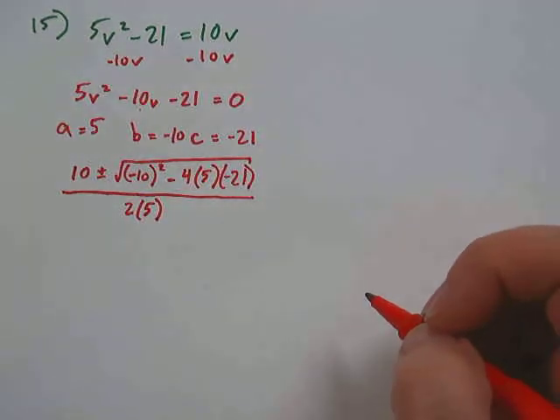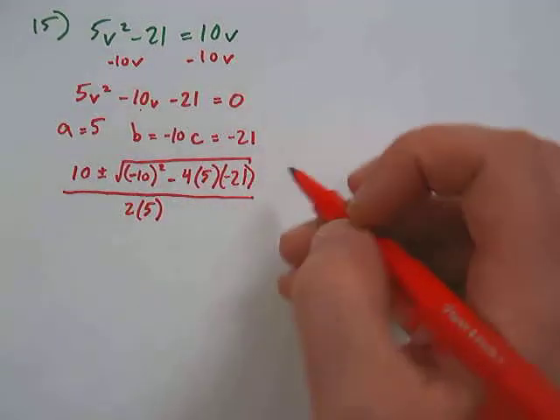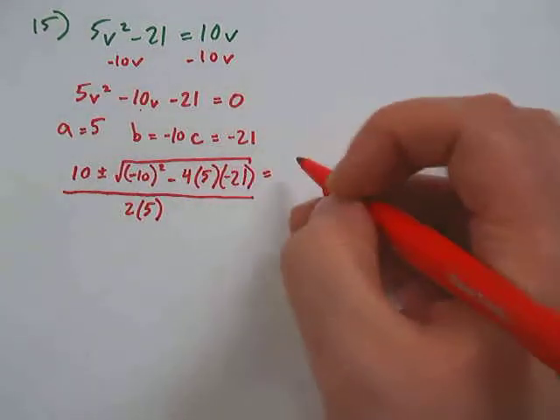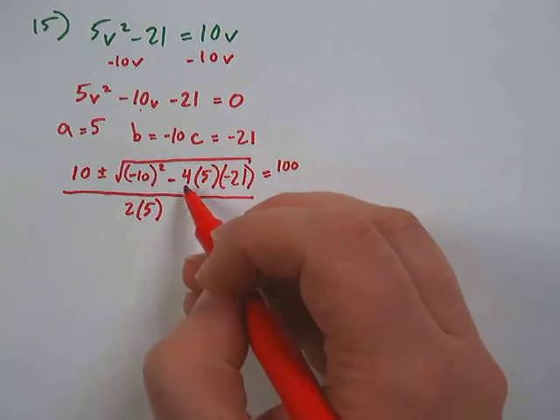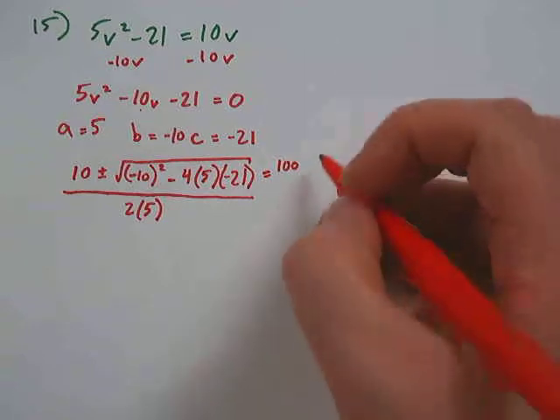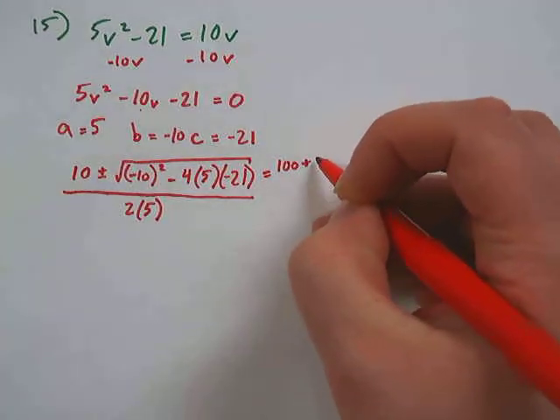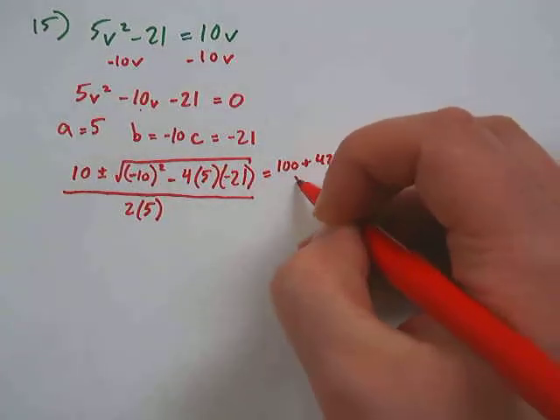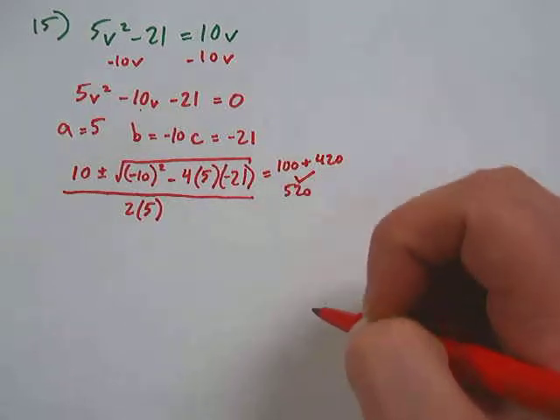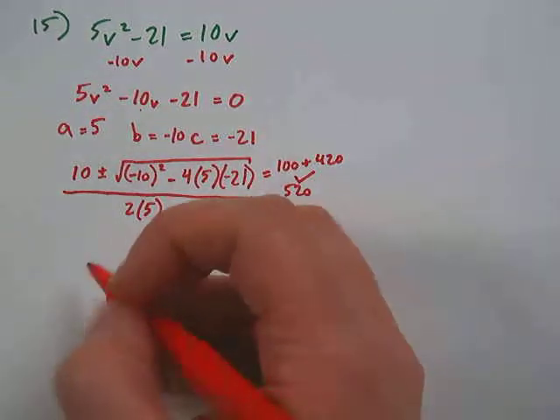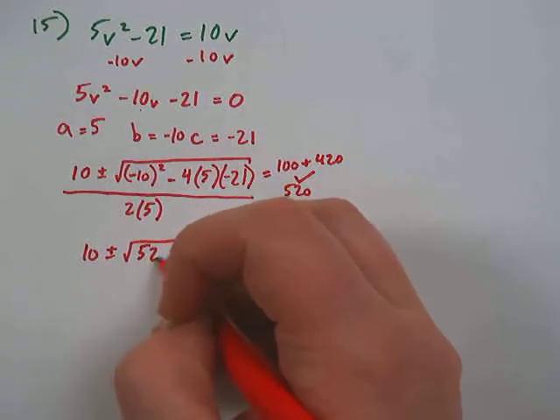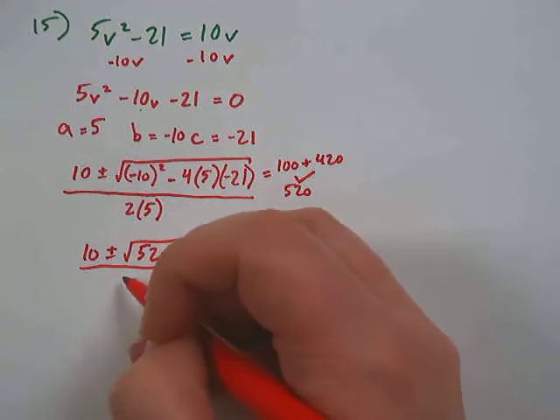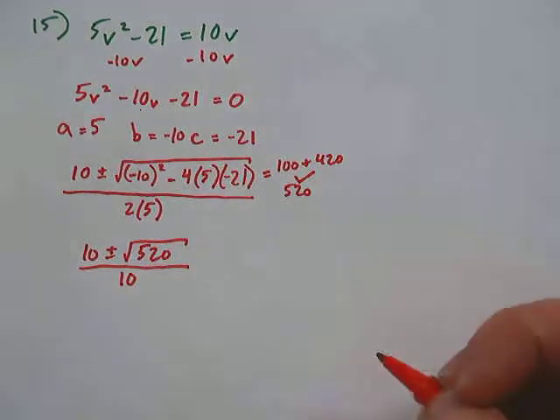All right, so now we have to simplify this thing. So let's start by simplifying what's under our square root. So this comes out to negative 10 squared is 100. And then negative 4 times 5 times negative 21 is going to be positive, so plus 420. So this will combine to give us 520. So now we can rewrite this. We have 10 plus or minus the square root of 520 all divided by 5 times 2, which is 10.